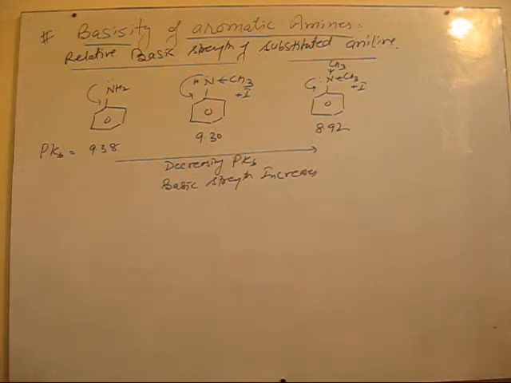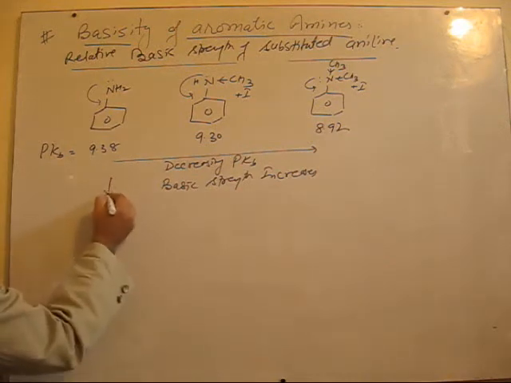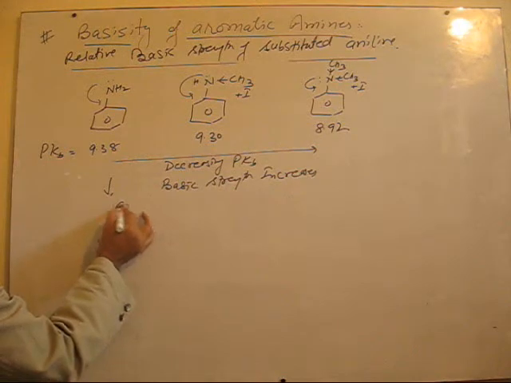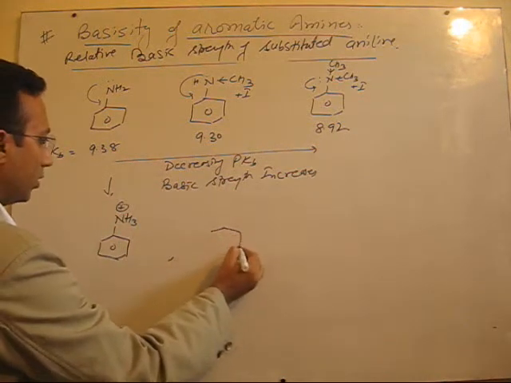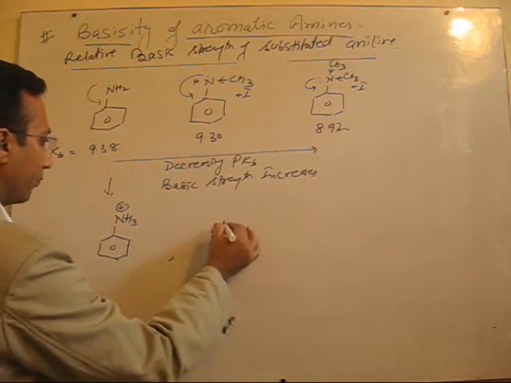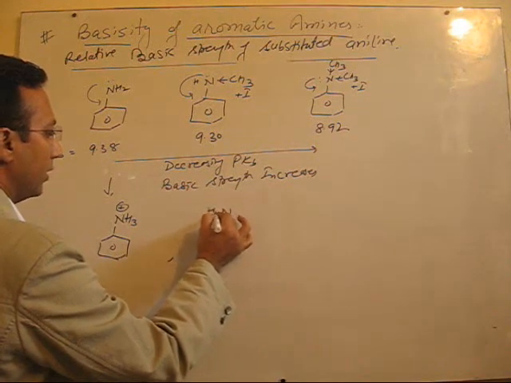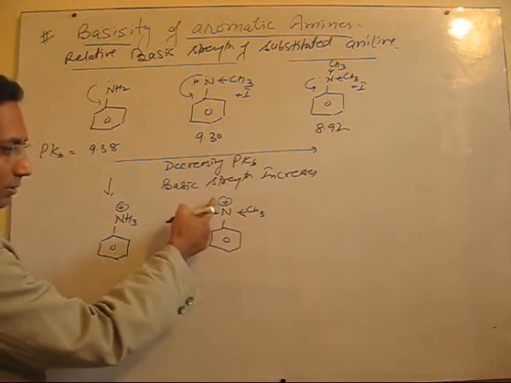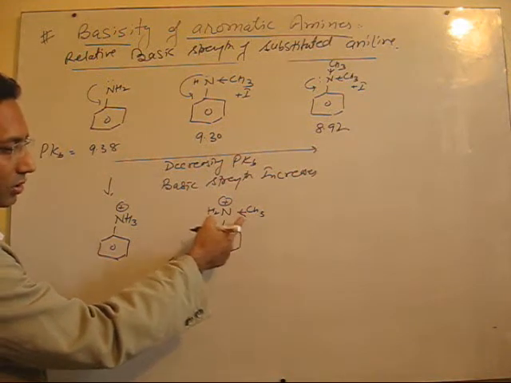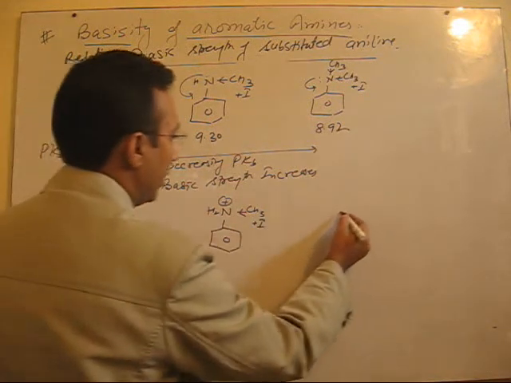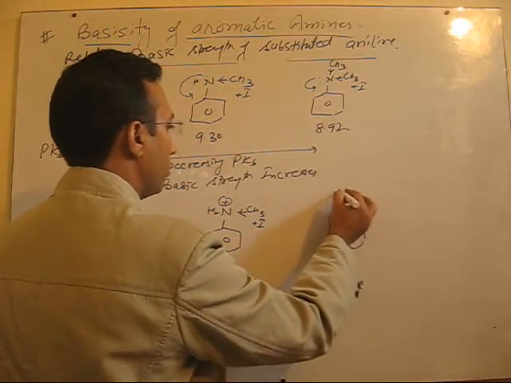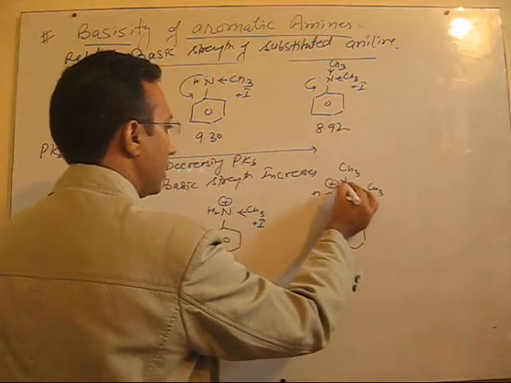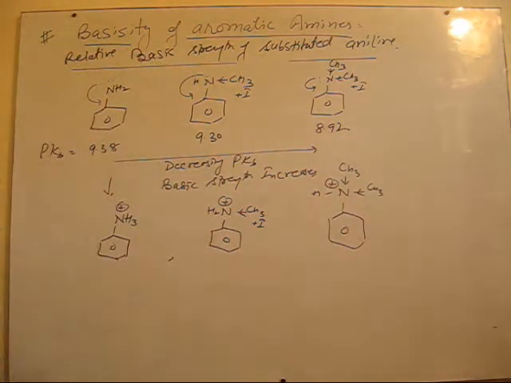Moreover, if you observe the stability of the cation formed in each case, that is very interesting. In this case the cation formed will be NH3 positive. There is no substituent present on nitrogen to make it stable, but here you will have one alkyl group which is going to stabilize the nitrogen, which is electron deficient, by its electron releasing nature, and in the last case you have two alkyl groups present on nitrogen which are going to stabilize the electron deficiency of nitrogen.